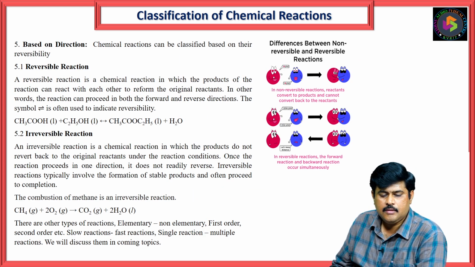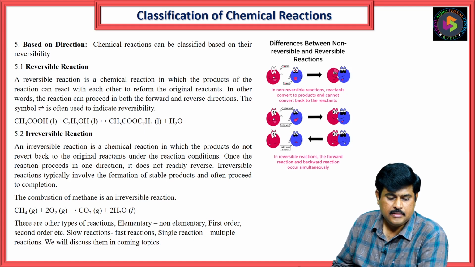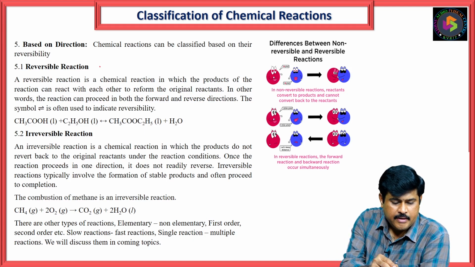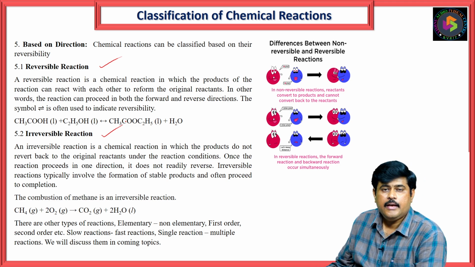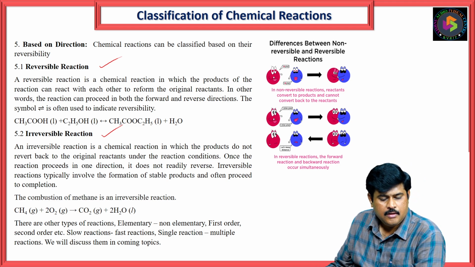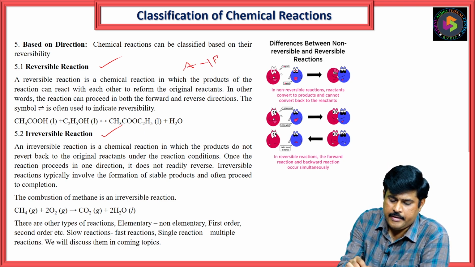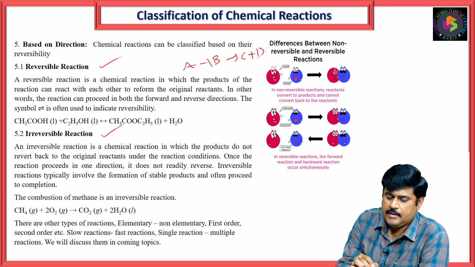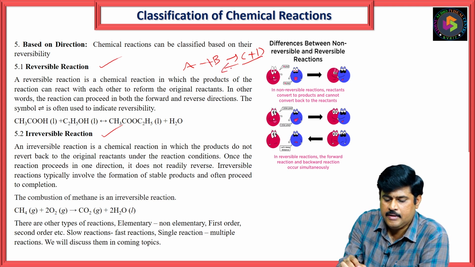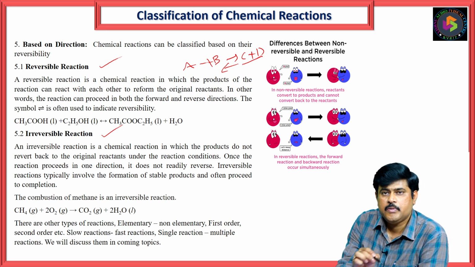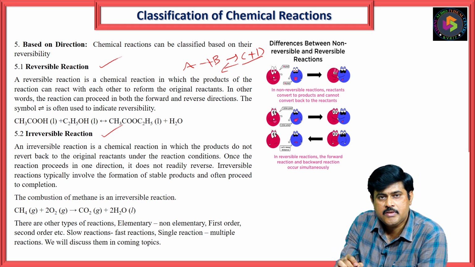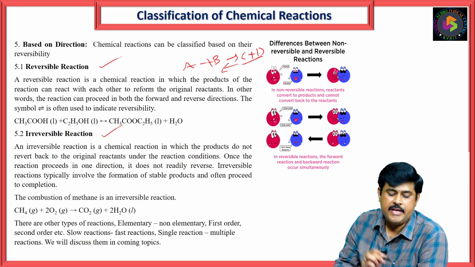The last classification is based on the direction. That means there are two types of reactions: reversible reactions and irreversible reactions. In a reversible reaction, the products of the reaction can react with each other to re-form the original reactants. That means if A and B react to form C and D, then under the same reaction conditions, C and D can react with each other to form A and B again. That is called reversibility. That means the products again react to form reactants under the same reaction conditions.